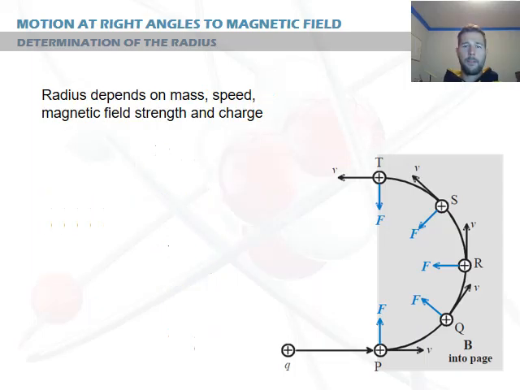So from the equation, we can see that the radius is dependent on the mass of the particle, the speed of the particle, the charge on the particle, and the strength of the magnetic field that it is moving in.